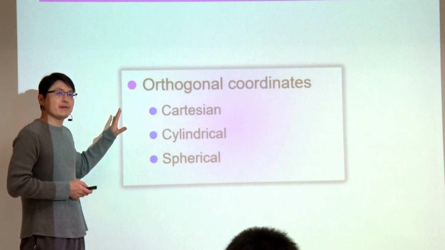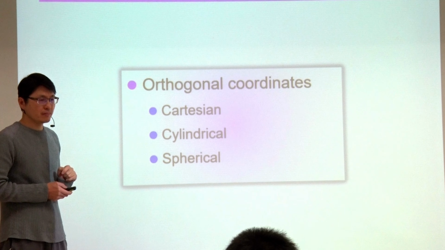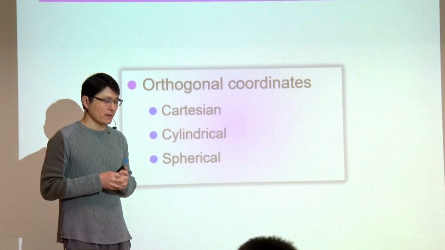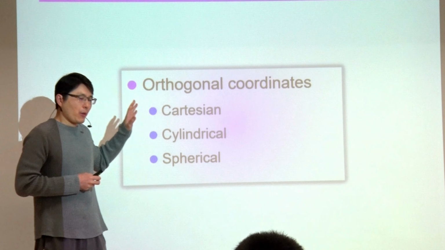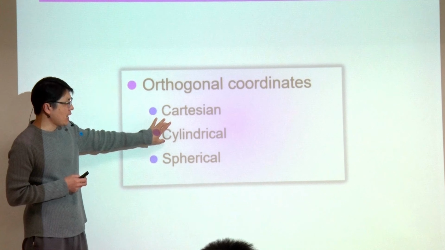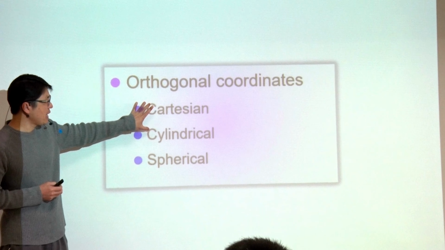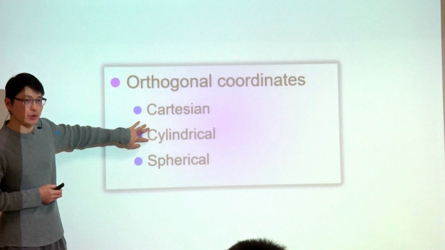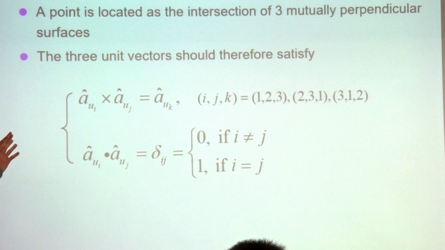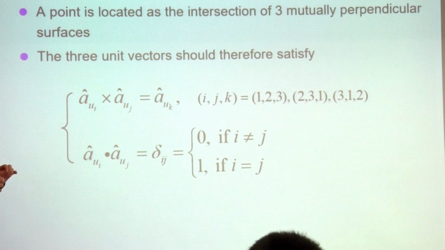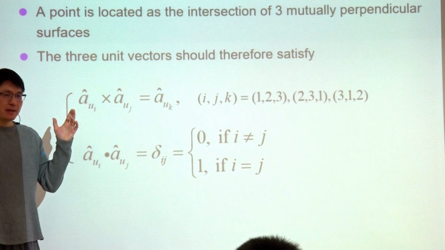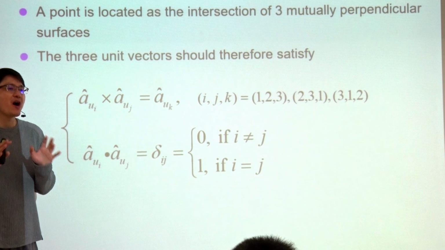So I still have 10, 11 minutes. And I assume there's no question because up to now what I covered are very fundamental. So I want to move into orthogonal coordinates. And I will introduce 3 types of them. But due to time limitation, I might be introducing Cartesian and cylindrical for today. Before I really introduce Cartesian coordinate, I want to introduce one simple knowledge to all orthogonal coordinate.